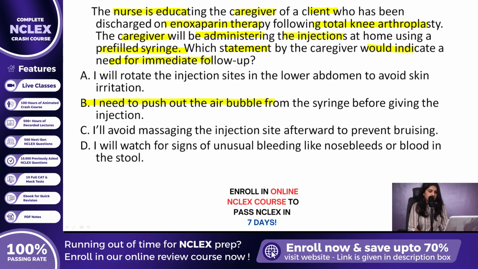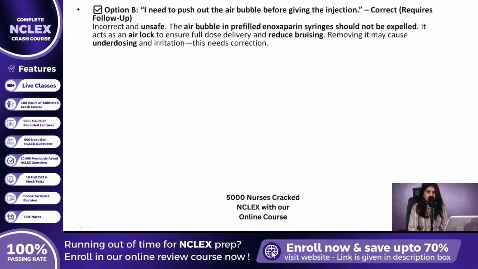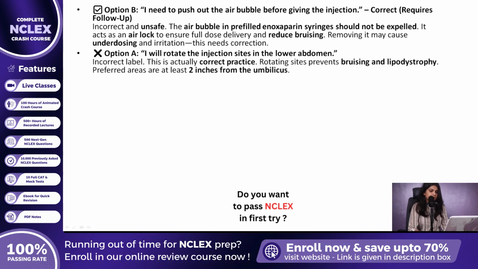I need to push out the air bubble from the syringe before giving the injection. This statement reflects a serious error in administration technique. Enoxaparin is packaged in a pre-filled syringe that includes a small air bubble, which should not be expelled. That air bubble functions as an airlock, ensuring the full medication dose is delivered deep into the subcutaneous tissue and helping prevent tracking of the drug, which can lead to bruising and irritation. Expelling the bubble before injection not only alters the dose, but also interferes with proper absorption and increases the risk of complications.